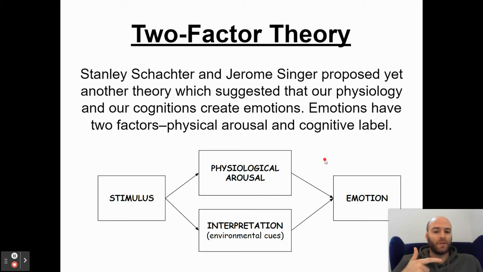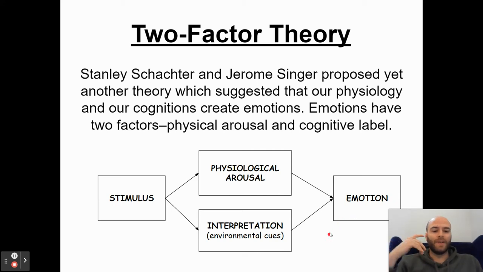So Cannon-Bard said we have physiological arousal and emotion at the same time. Schachter and Singer are adding a second step, right? They say you have a physiological arousal, and then you interpret that arousal through the environmental cues around you, through cognition, and then you feel an emotion.